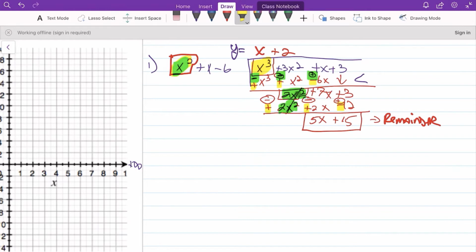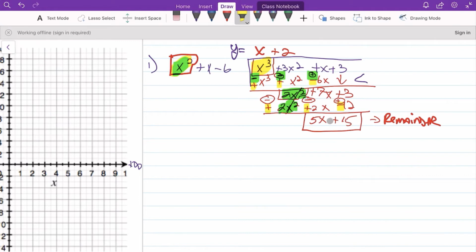And then again, my lead term under here was 2x squared. So I needed to come over to the lead term and ask, what times x squared would give me 2x squared? The answer was 2. Then I multiplied the 2 times all 3 of these terms, and that's how I got this polynomial down here. And then here's your remainder.